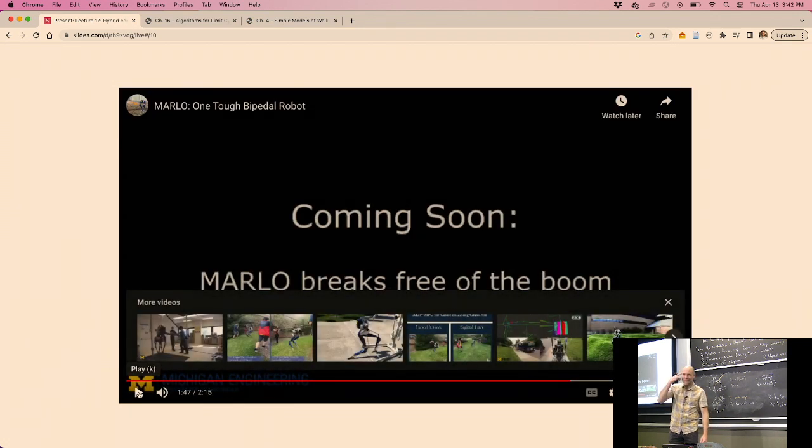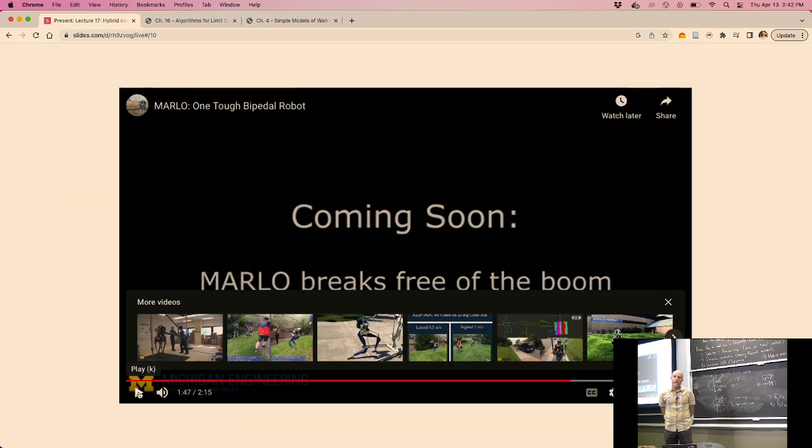Should have known better to leave it running, yeah. Is it always a property of a cycle like this that it's stable if you go backward?